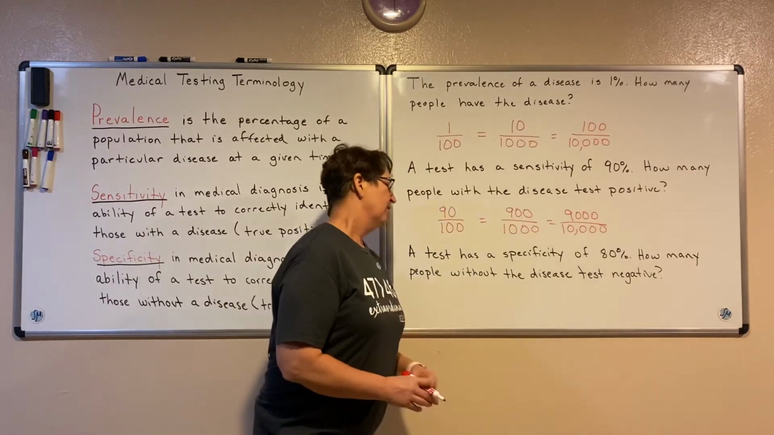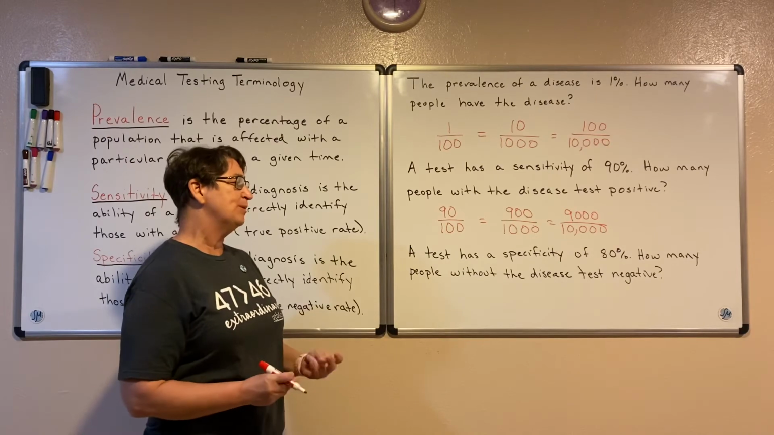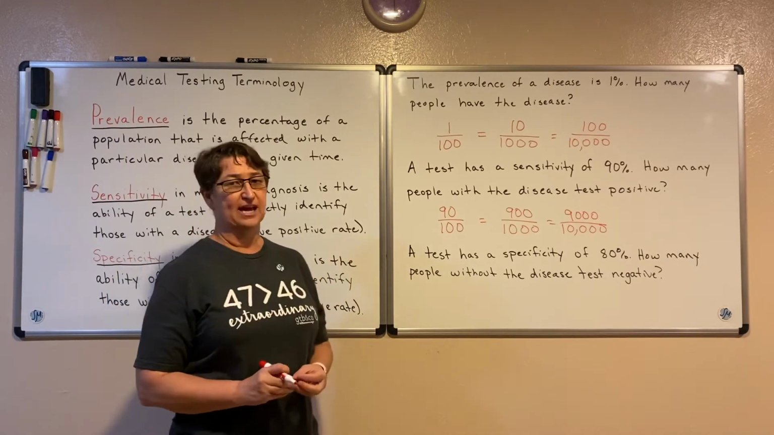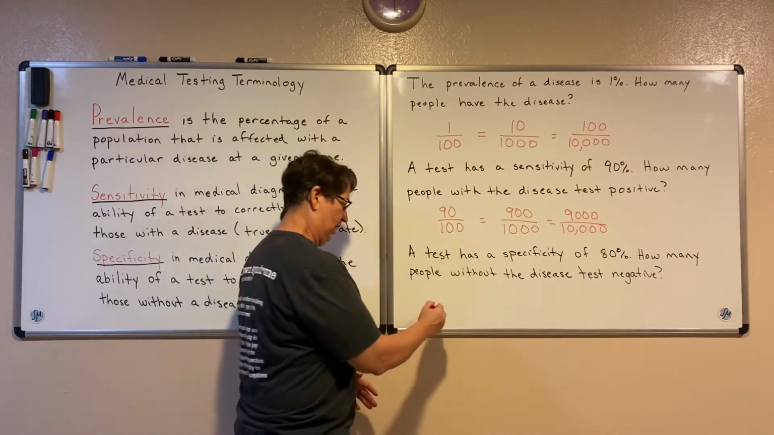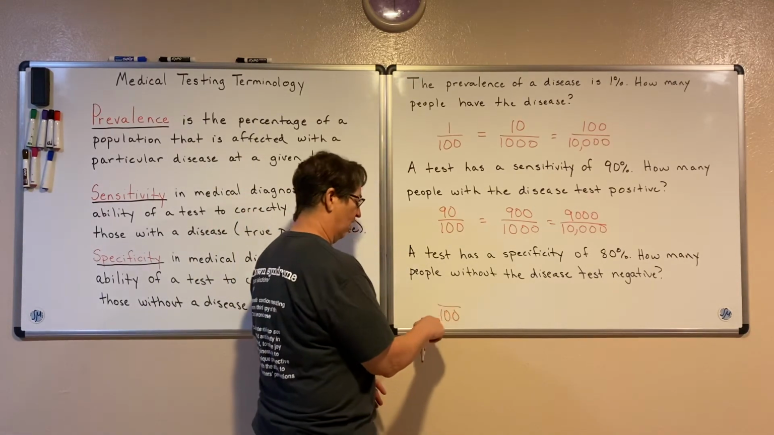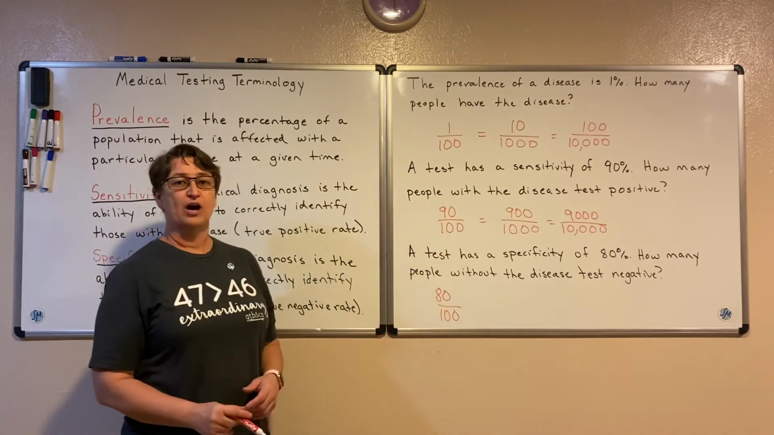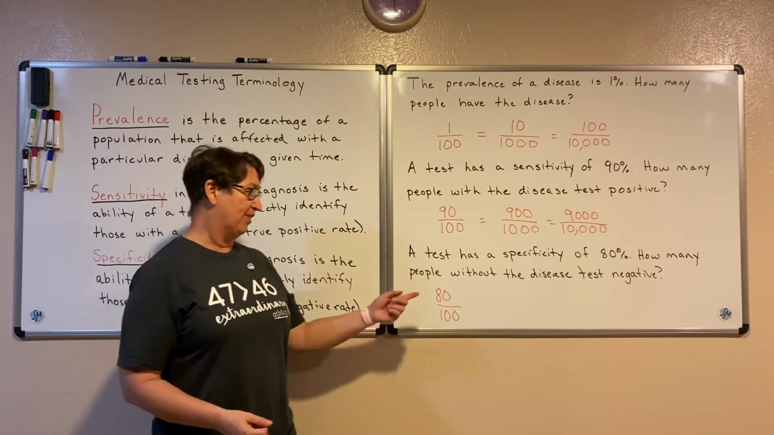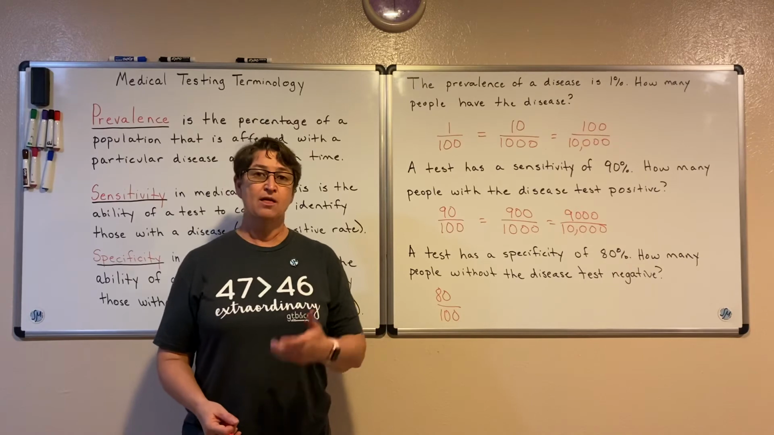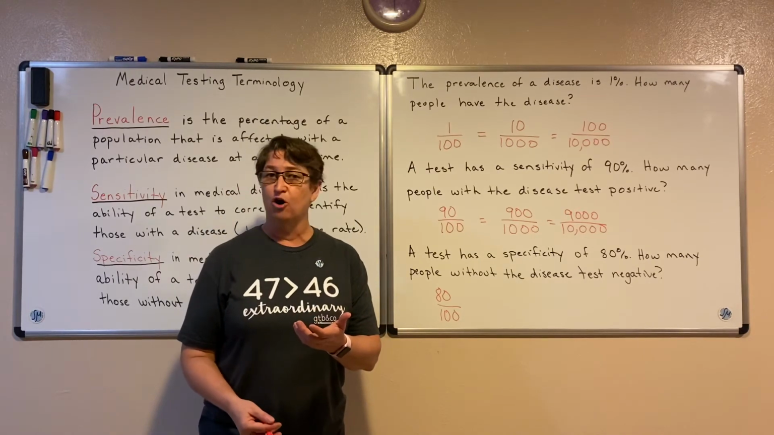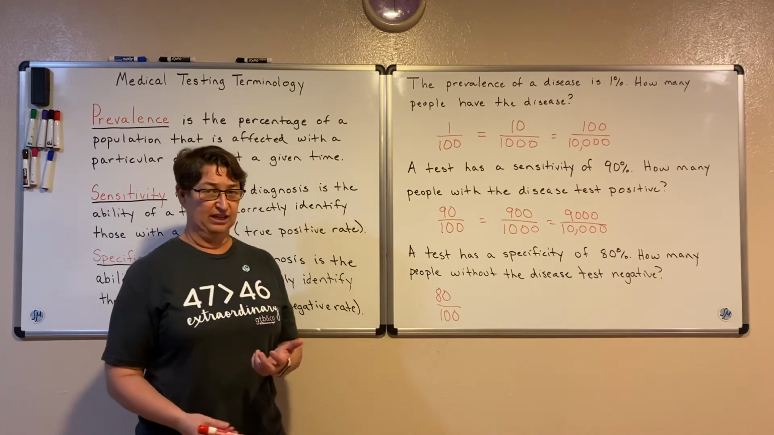So here, the test specificity is 80%. How many people without the disease test negative? So I walk in, I don't have the disease. If there are 100 people who walk in without the disease, 80 of them we expect to walk out with a negative test. Now that means that 20 of them are walking out with a positive test. That positive test is called a false positive. It's not a real positive because they don't have the disease.